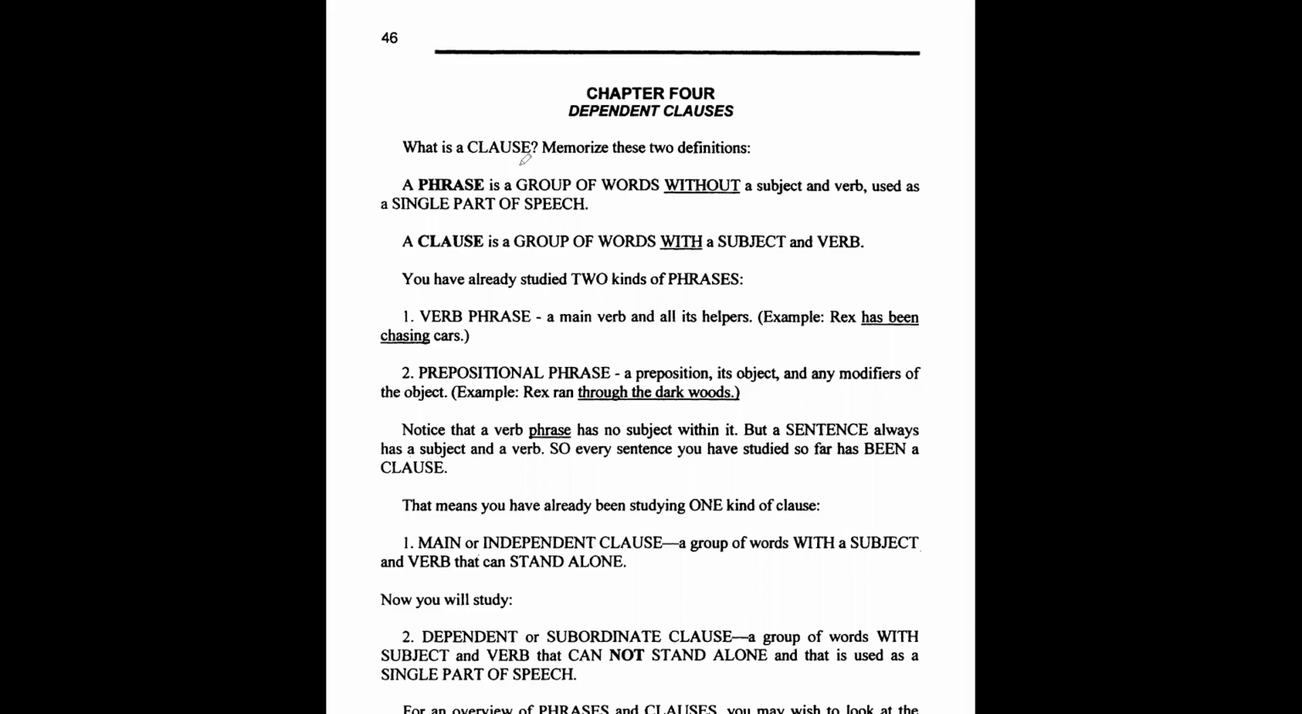So at the very beginning of chapter 4, we have dependent clauses, and we have 2 definitions. The first is the definition of a phrase. The second one, a definition of a clause. What is a clause? Memorize these 2 definitions. A phrase is a group of words without a subject and verb used as a single part of speech.